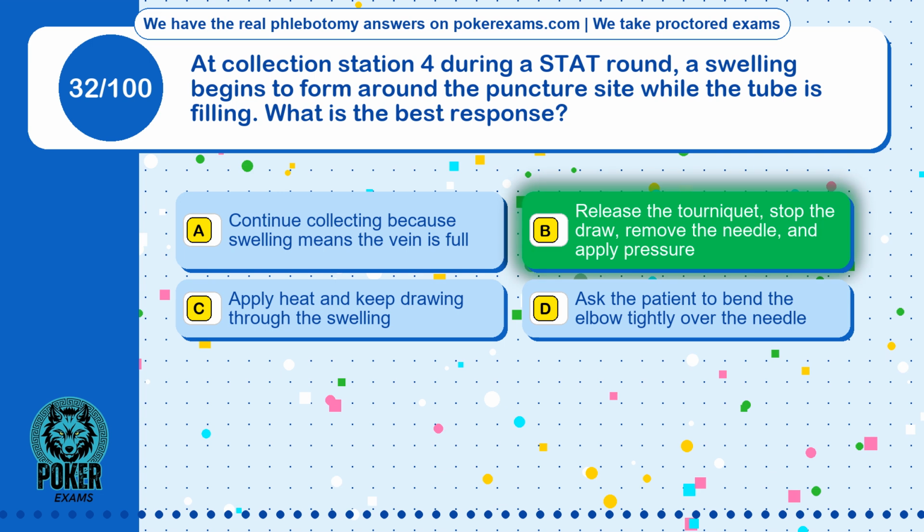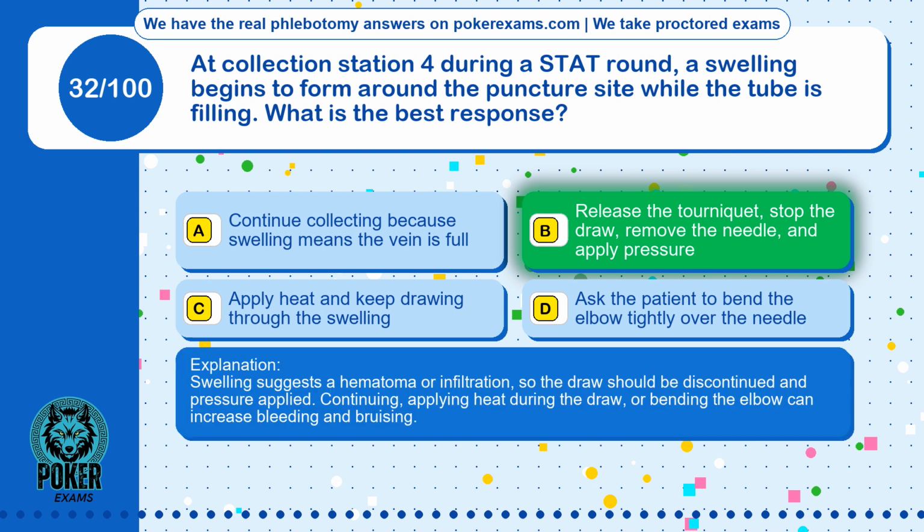The correct answer is option B. Release the tourniquet, stop the draw, remove the needle, and apply pressure. Swelling suggests a hematoma or infiltration, so the draw should be discontinued and pressure applied. Continuing, applying heat during the draw, or bending the elbow can increase bleeding and bruising.